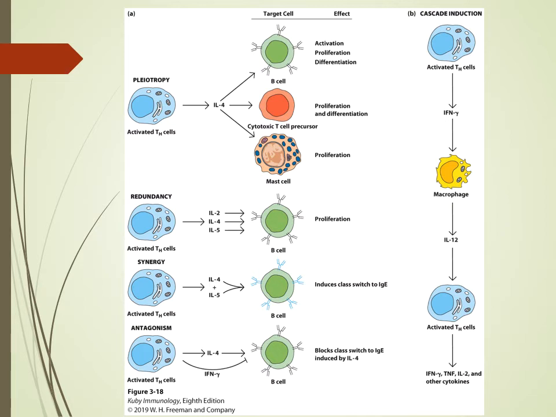Okay, and then the last cytokine effect that we can have is cascade induction. So we can see here we have this activated T cell. It's going to produce interferon gamma. That's going to act on the macrophage. The macrophage then produces IL-12. That then affects the activated T cell, so it's going to produce more interferon gamma, TNF alpha, IL-2, and other cytokines. So again, this is cascading, one event has to happen in order for the next event to happen, which then causes another. And again, this is just a way to have feedback signaling, so the immune system doesn't go the wrong path.